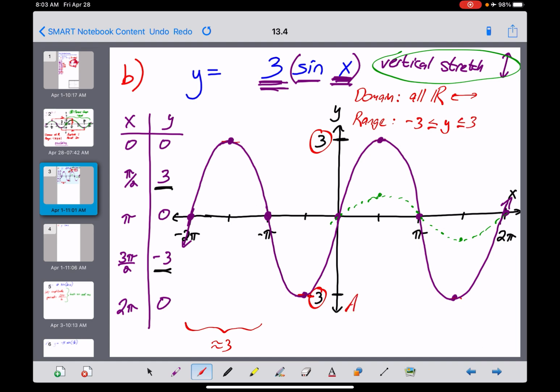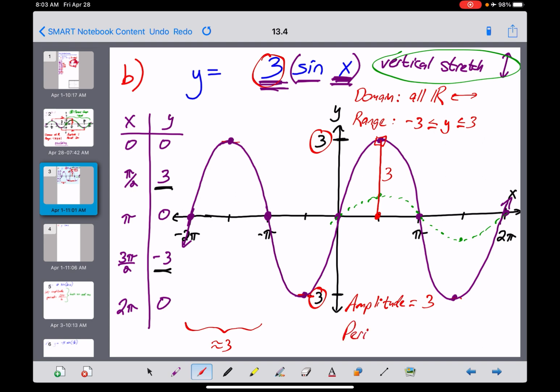Okay, couple of other ideas right here. Amplitude, there you go. The way we measured amplitude was from a peak value right here back down to the center line. That is going to be 3. So that's what this number right here tells us, guys. That's going to be our amplitude.